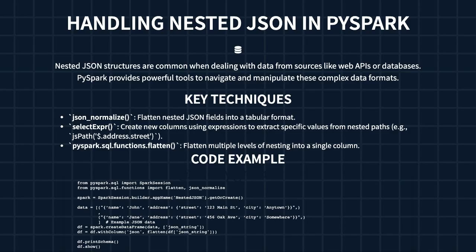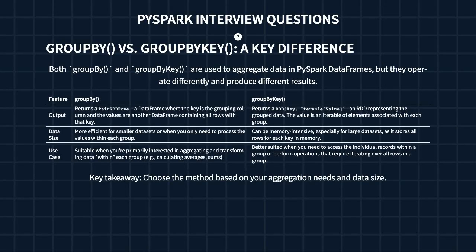I'll show a quick example here demonstrating how we can use flatten to get the street address from our nested JSON data. Let's talk about a really important distinction when working with PySpark data frames: the difference between groupBy and groupByKey. groupBy is like creating smaller, more manageable groups of your data based on some column. It gives you a data frame as output, where each group is its own associated data frame containing all rows that belong to it. This is great if you want to do calculations or transformations within those groups.